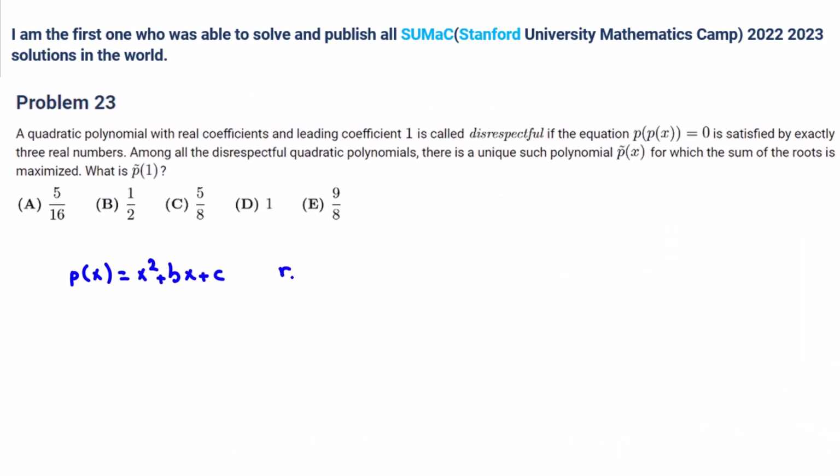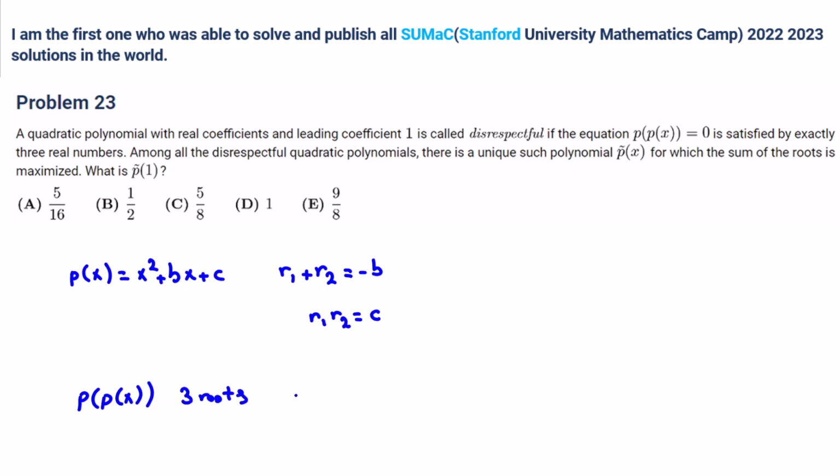Yeah. So the roots are R1 and R2. R1 plus R2 is what? Negative B. R1 times R2 is what? C. Exactly. And it says P of X has exactly 3 roots.